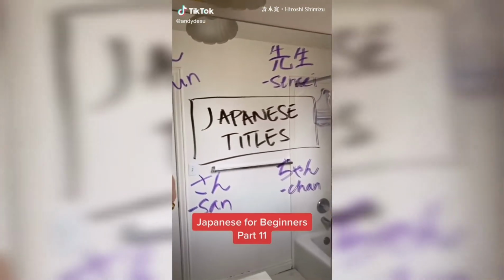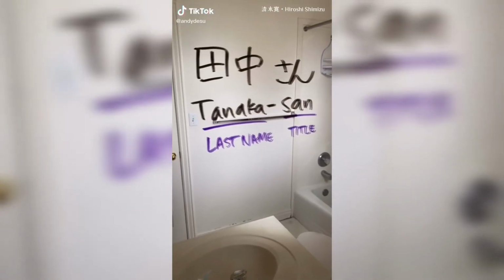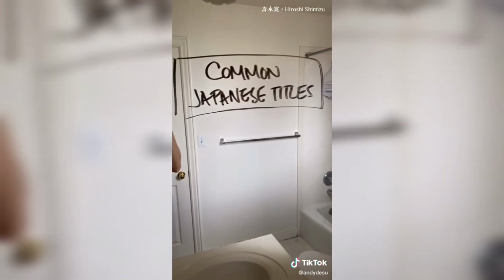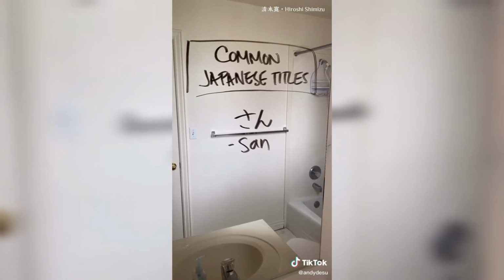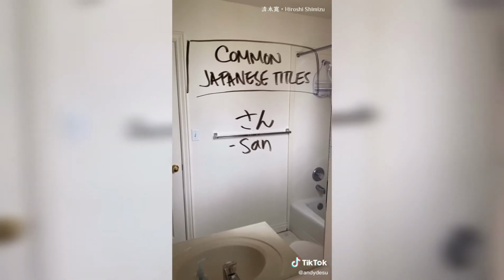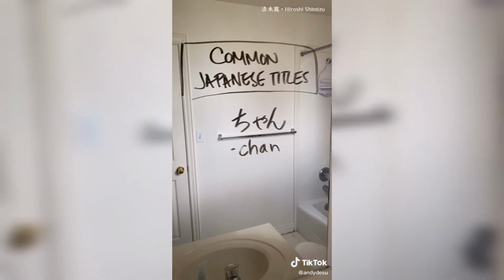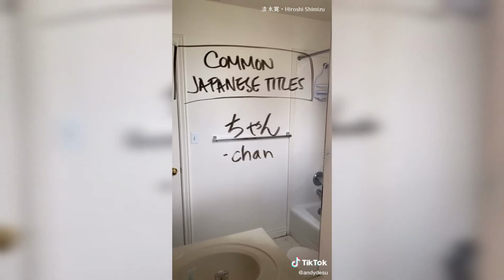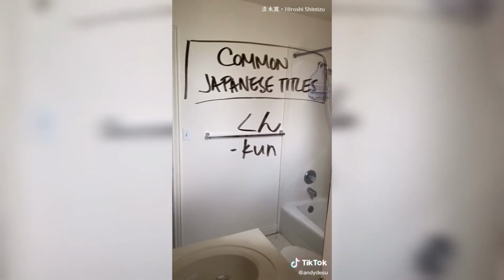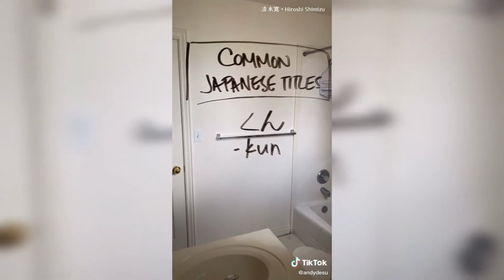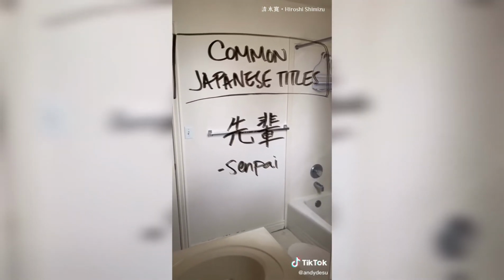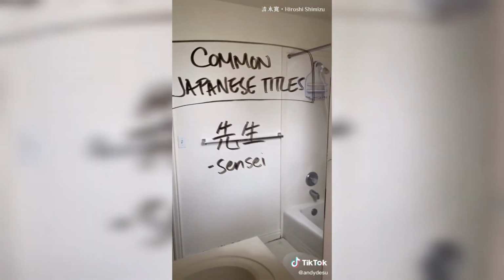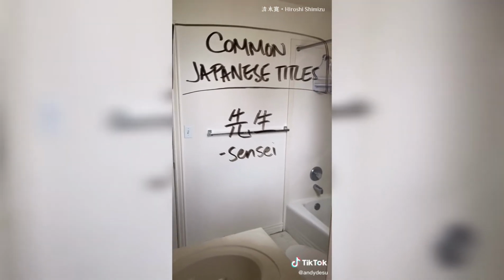Let's talk about Japanese titles. In Japanese, we usually refer to people by their name and then a title. Here are some common Japanese titles. San is a generic title similar to Mr. or Mrs. in English. Chan is basically a cute way to refer to someone, so it's usually used with girls, young children, and really close friends. Kun is more masculine and is usually used with boys and young men. Senpai refers to someone who is older or more experienced than you. And sensei usually refers to professions like teachers, doctors, and authors.